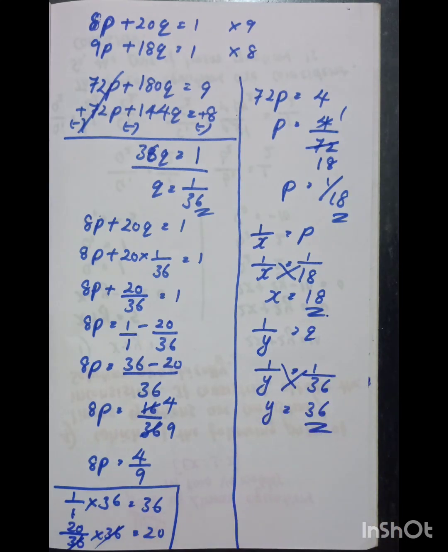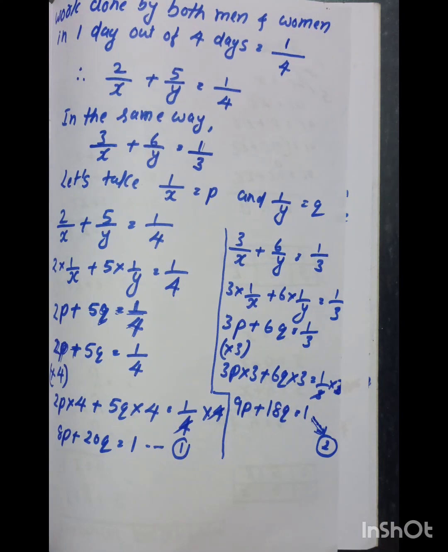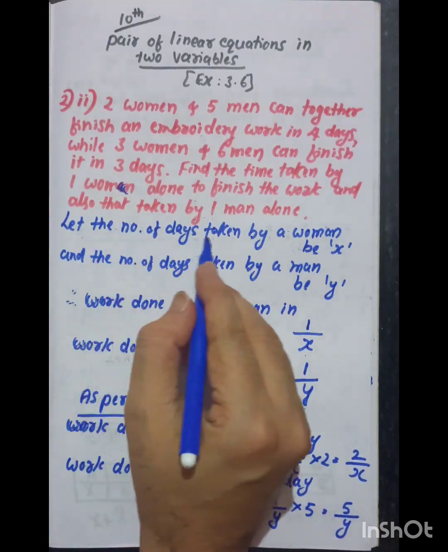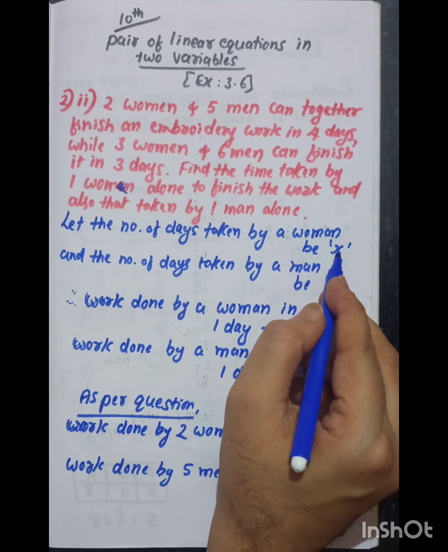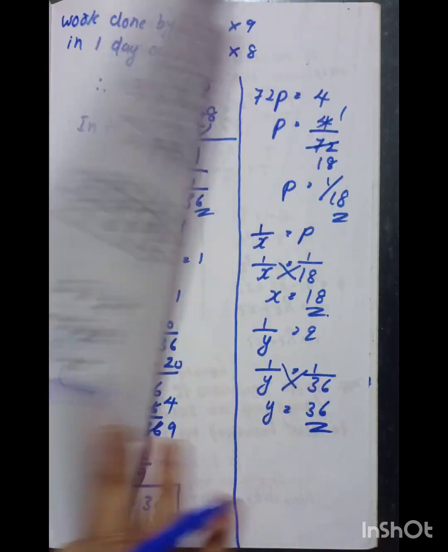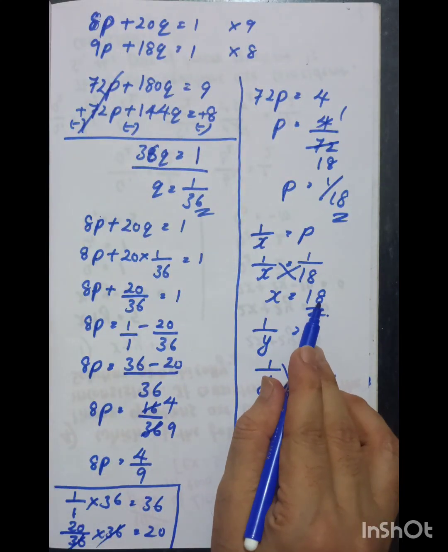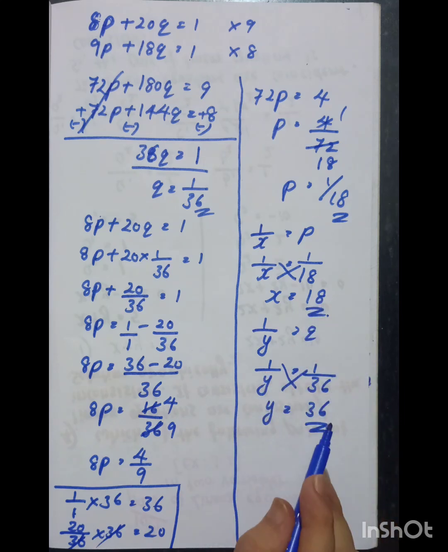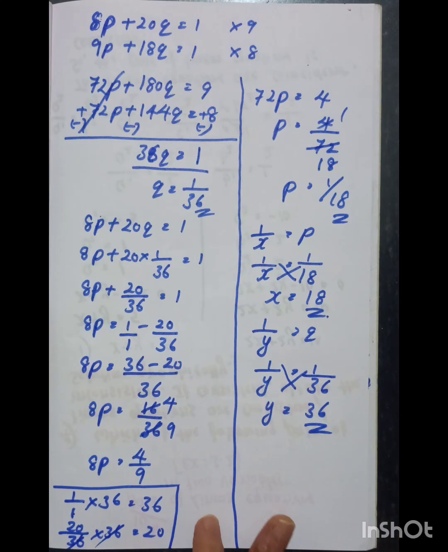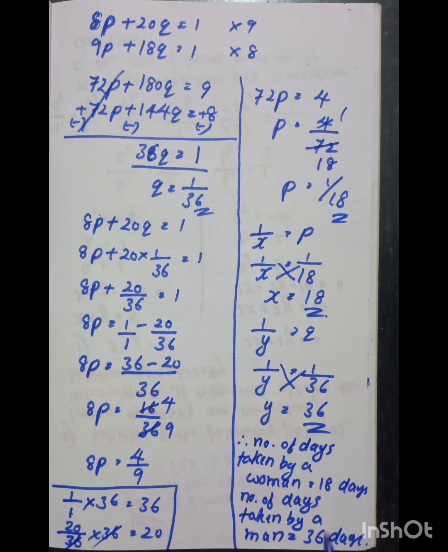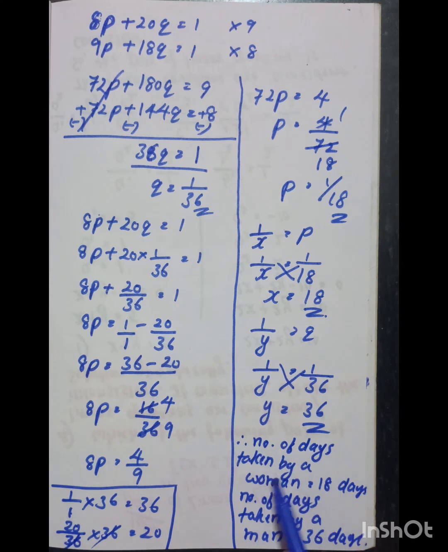What we assumed at the starting of the problem? Number of days taken by women be x, it means what is x? 18. It means the number of days taken by women is 18 and the number of days taken by men is 36. So I have written the same things here. Number of days taken by a woman is 18 days and the number of days taken by a man is 36 days. This is the method to find the answer.